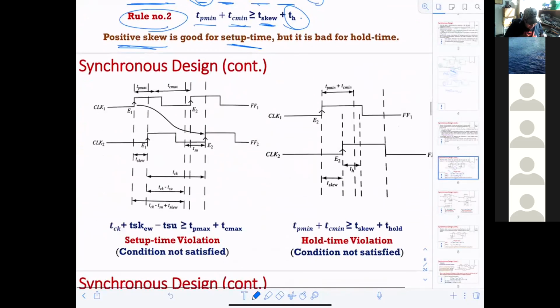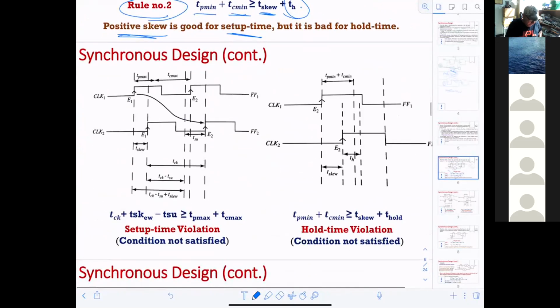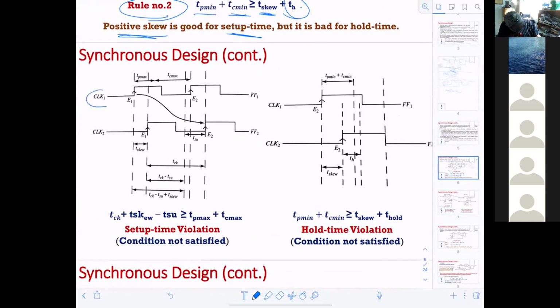Now, here is the derivation of all of these equations. I put it up, but in a fancy way so you can follow. Think about it. Here is my first clock. The second clock came delayed. So the starting point of the second one is delayed by the T skew, right? Then we started with the TP max, TC max, and all the things. So we got the part here of the tick minus TSU, and here is the tick minus TSU plus the T skew. This is the margin that I will look for. And the second rule, this is the second rule. This is the first rule. This is the second rule.